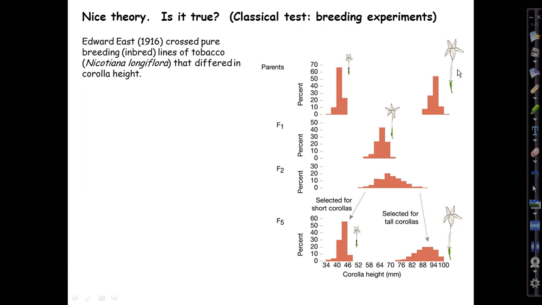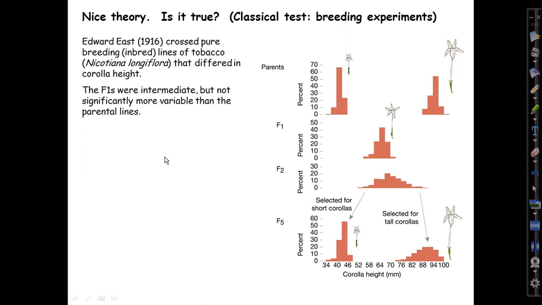You remember this from our little cartoon of increasing numbers of loci. So here's the actual experiment done on these inbred lines of Nicotiana longiflora that differed in corolla height, that is, on how long their flowers were. It is obviously a self-compatible hermaphroditic flower that's happy to mate either with itself or with another individual. That's how he made these inbred parental lines with notably short and notably tall flowers.